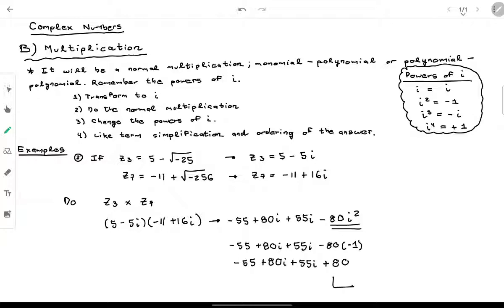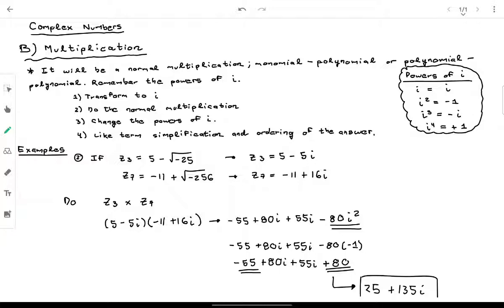Remember, for the final answer, first we write the real number part. In this case, it's going to be 80 minus 55, which is positive 25. And then the imaginary part, in this case, is plus 135i. And that will be my final answer. So actually, it's a super easy topic. We only need to transform to i, do a normal multiplication, change the powers of i, and do the like term simplification and ordering of the answer.